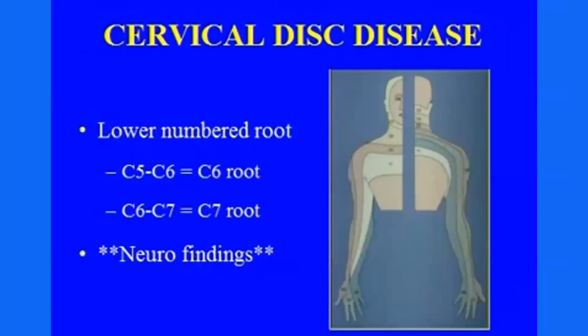You have to know the route, the supplies of C5, C6. You have to know that the nerve which is irritated is the one below. It's C6. C6, C7, it's C7. In the cervical spine, the nerve which is irritated is the one below. In the lumbar spine, it is so, but not always, because if you have a transverse disc or one through the foramen, the level will be at the same level. So you have to pay attention to this.